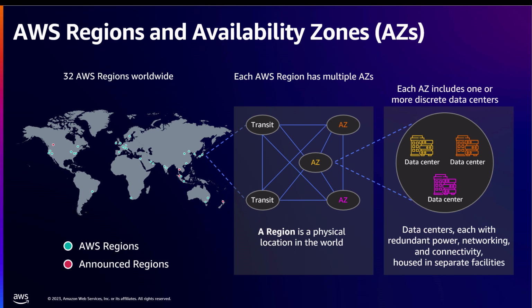So the benefit there is that you have this logical abstraction that you can build on top of, which is supported by independent infrastructure. And that independent infrastructure has independent power, independent networking, independent cooling. And so we can be assured that, in fact, availability zones will fail independently of each other.